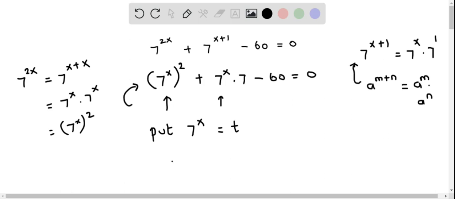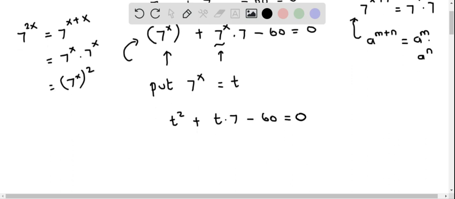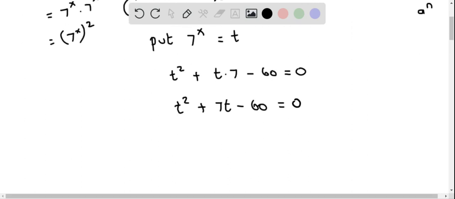When we replace it, we get t squared plus, 7^x is replaced as t. So therefore this becomes t times 7 minus 60, and this equals 0. We can write this as t squared plus 7t minus 60 equals 0. Observe that this is a quadratic equation. We can solve either by factoring method or by quadratic formula.